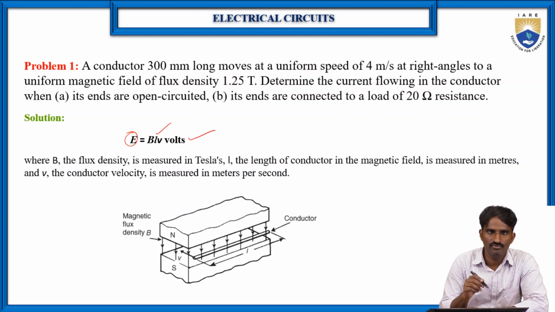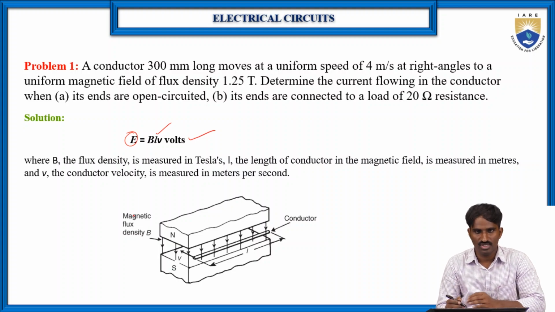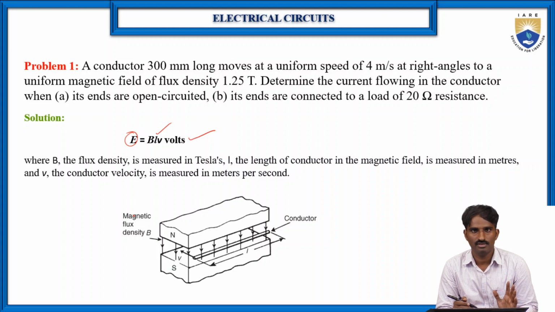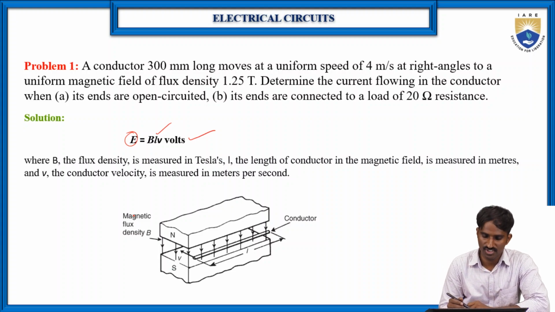And V is the velocity of the conductor, because as we know, either the conductor or the field must be in motion. Otherwise, if both are stationary, then we won't get any induced EMF. So here the field is stationary and the conductor is moving, so an EMF is induced across the terminals of that conductor. These concepts we have already discussed.